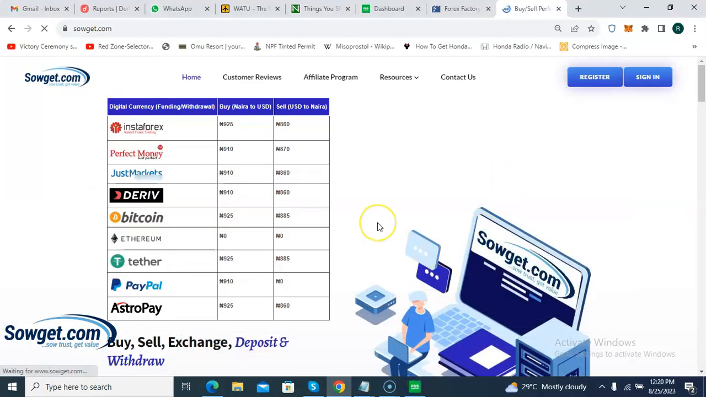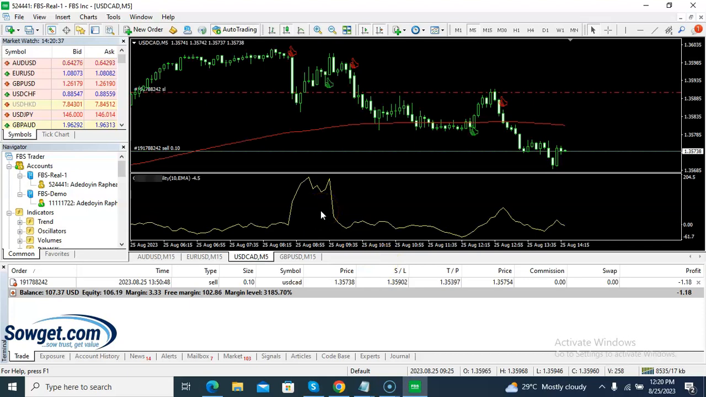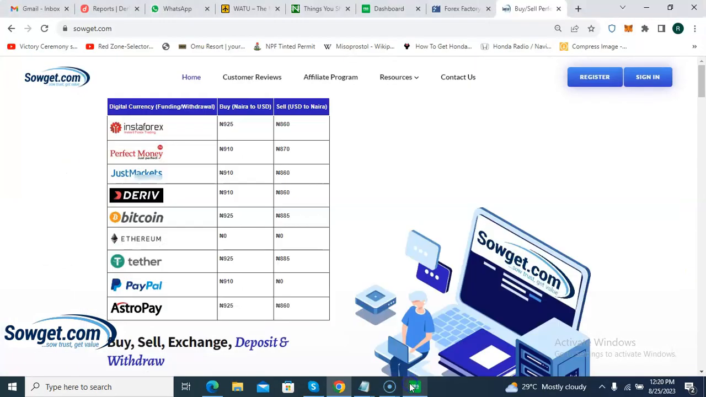And of course, if you also need to trade with a broker, you can use this broker. This strategy works based on a very low spread broker, and I use FBS, and the spread is around 1 pip on the standard account. So that's what I'm using presently for this strategy.